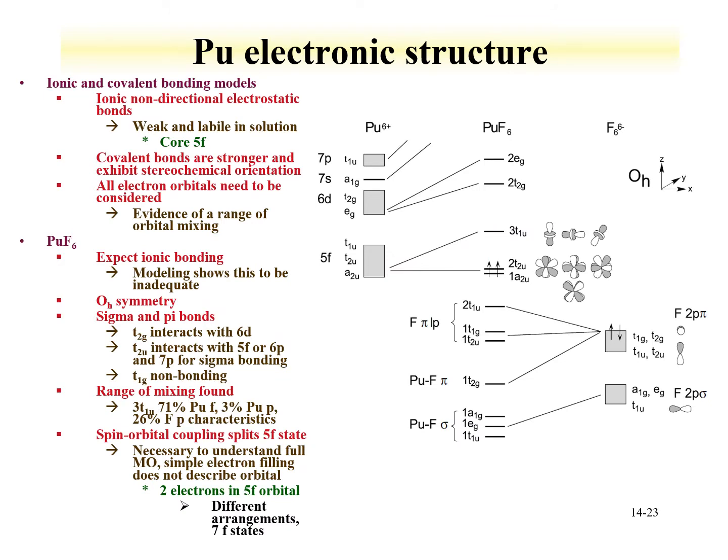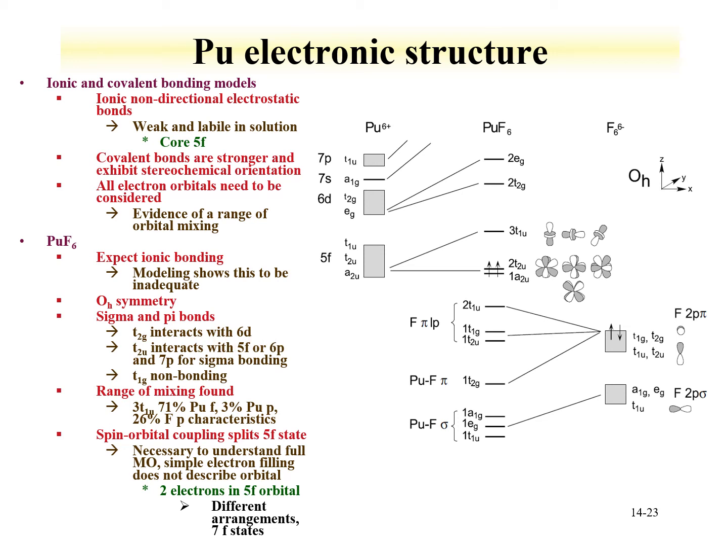The electronic structure of plutonium compounds has been examined. Shown here is the data for plutonium hexafluoride. One initially would expect ionic bonding, but we know from the behavior that this is not appropriate. We know from the uranium system, which we've already discussed, that it has Oh symmetry, and sigma and pi bonds are formed, and the orbitals from the plutonium that form the sigma and pi bonds are listed here.